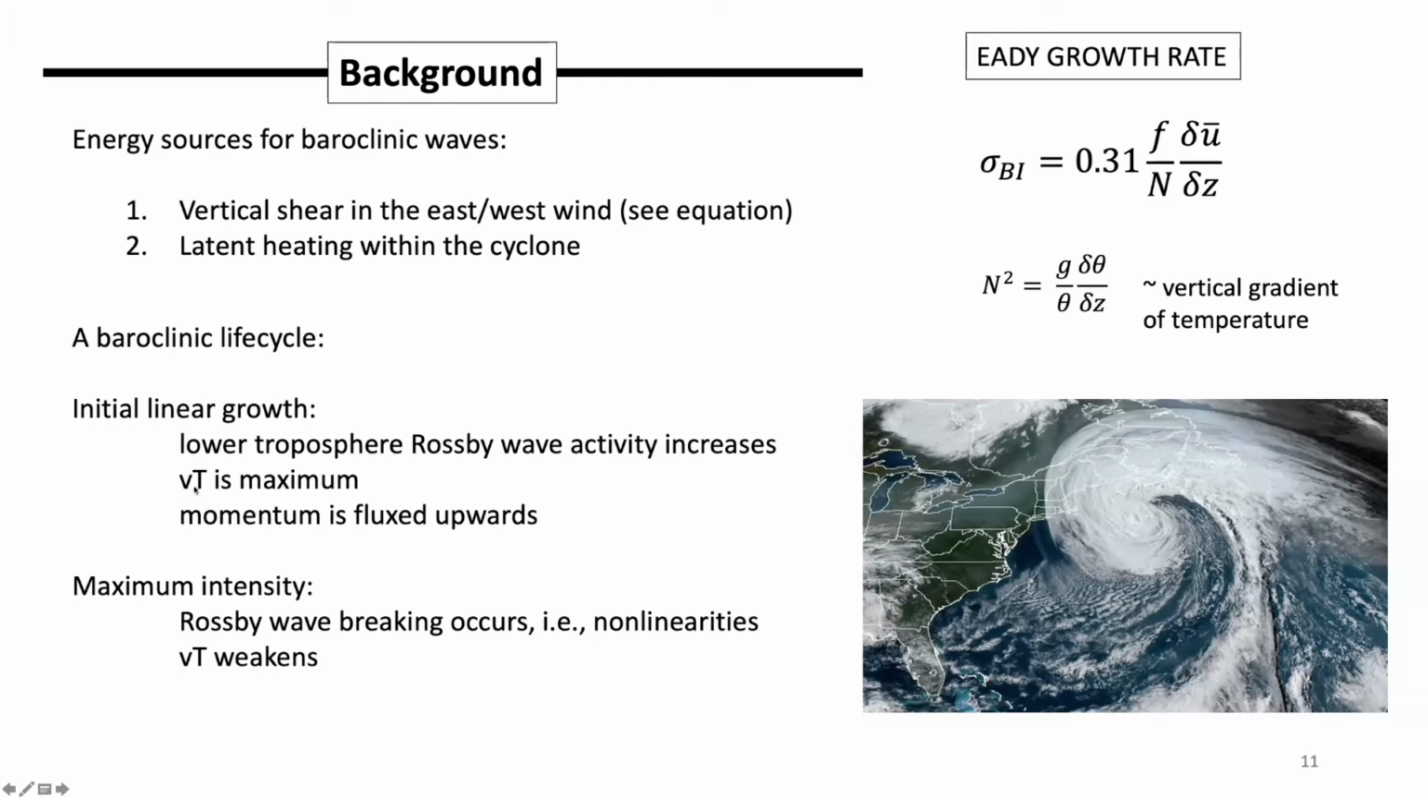Your north-south temperature flux is maximum during this phase. And there is also momentum that's being fluxed upwards. When the storm hits maximum intensity, it looks something like this. And at the maximum, the Rossby waves begin breaking, and you have nonlinearities that are affecting the flow, and the heat flux is actually weakened. And this kind of life cycle actually was really well documented by someone else at Georgios' school. So this came out of a paper by a guy named Thorncroft, working with Brian Hoskins. And he's now at SUNY Albany, so up the road from me.